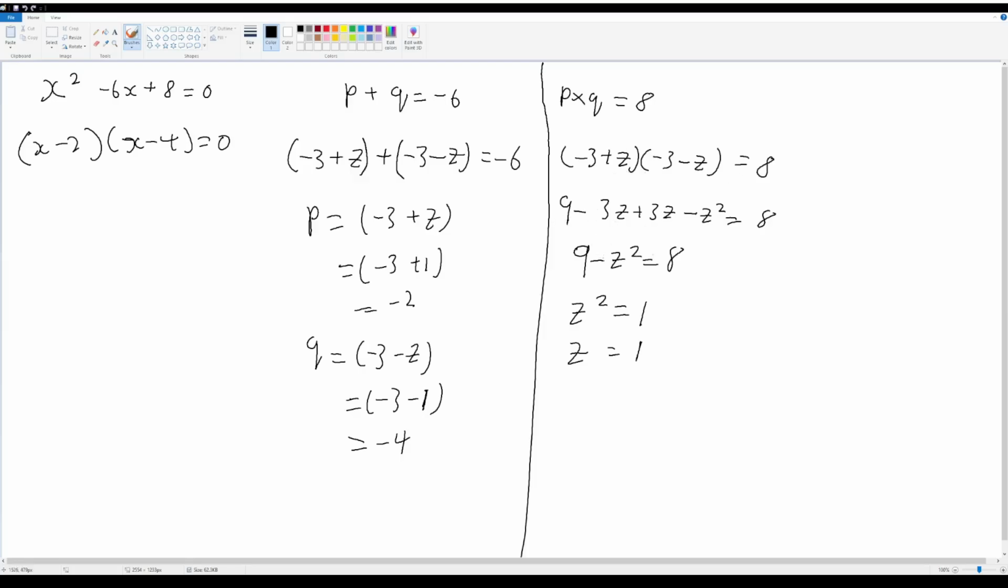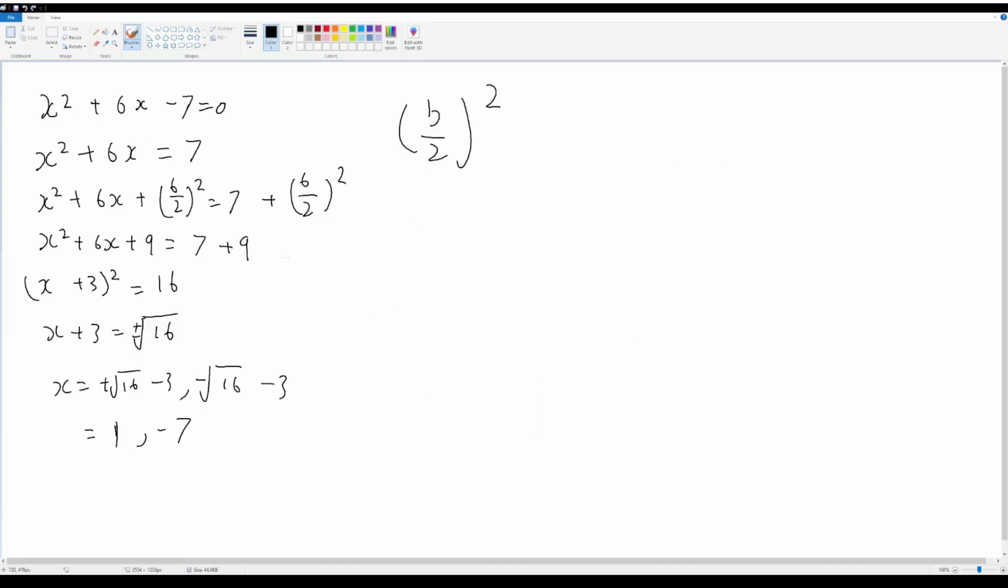We can always get this simple quadratic. From here, we can work out that z equals 1. Then we can substitute it back into here, as we know that p equals negative 3 plus z. And then we can work out the number equals negative 2. We can do the same to q. And then we can get the numbers p and q. Then we can put those numbers into the brackets. And then you get your roots.